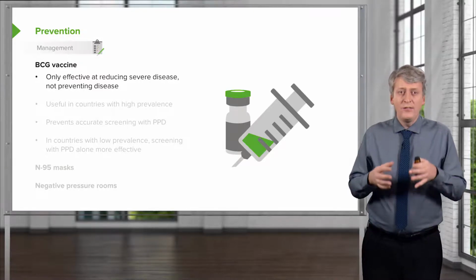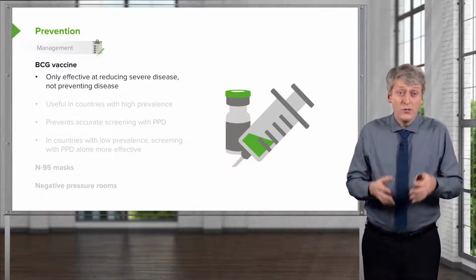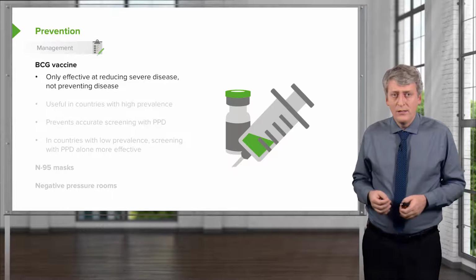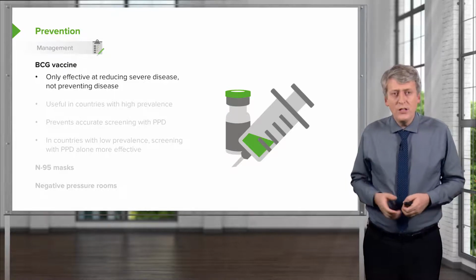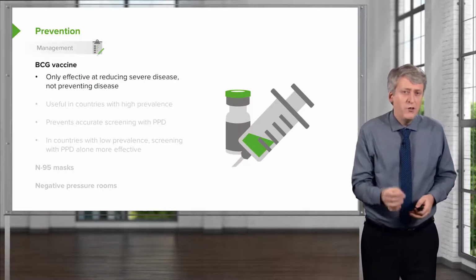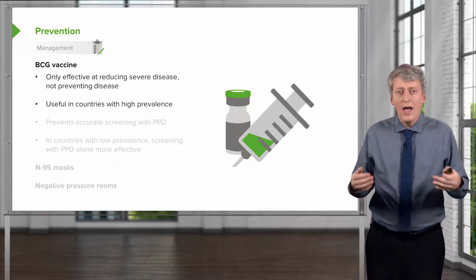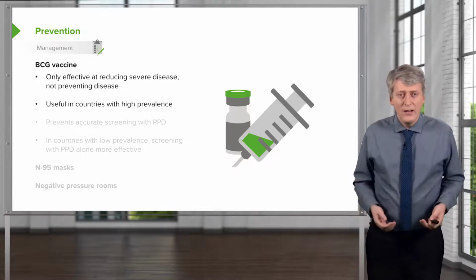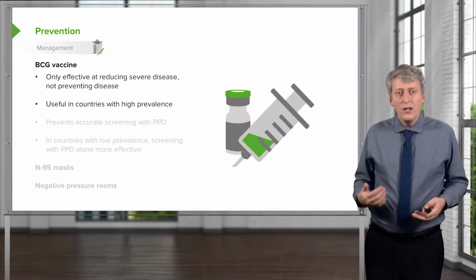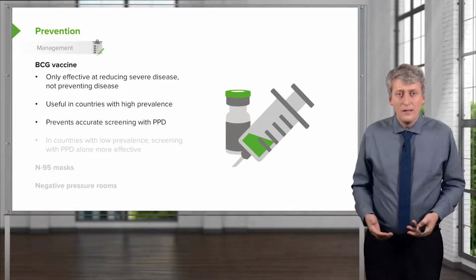So how do we prevent TB in the first place? You're probably confused, or maybe you're not, but I was certainly confused as a student about why the BCG vaccine is used in some places and not in others. The BCG vaccine is only effective at reducing severe disease, but it doesn't prevent you from getting the disease. What this means is it's useful in countries where there is a high prevalence. Generally, this is developing nations. It's not so useful in areas where there's a low prevalence because it prevents you from getting severe disease, but doesn't prevent you from actually getting the disease.